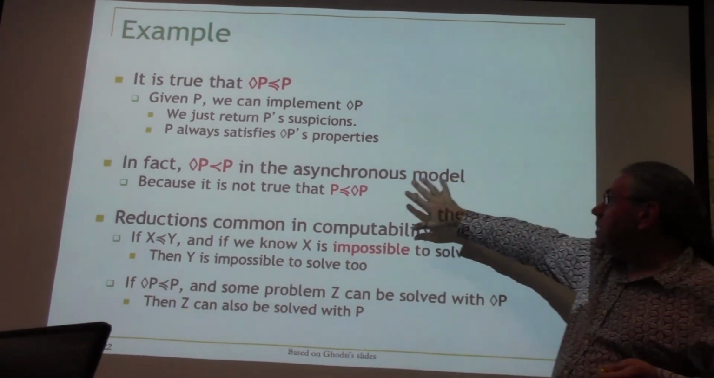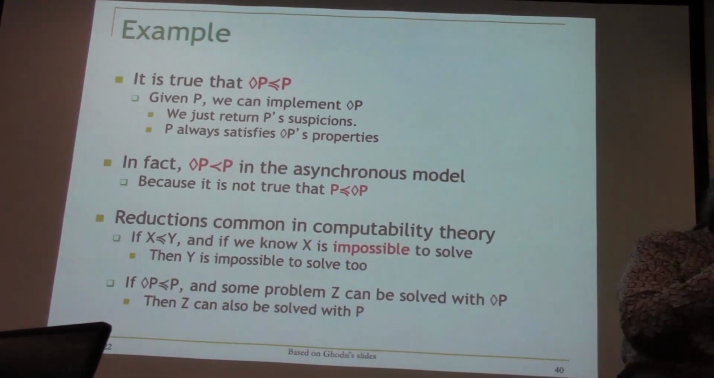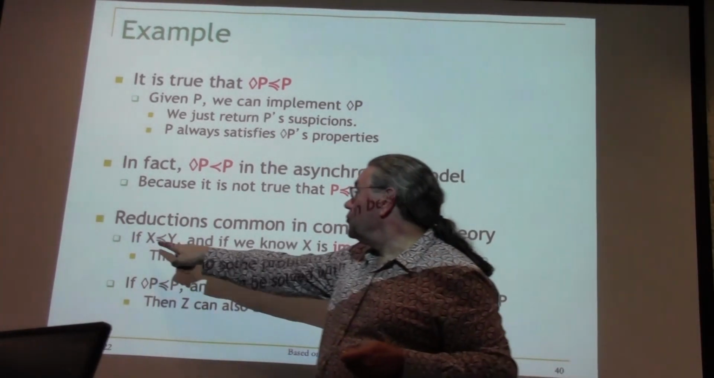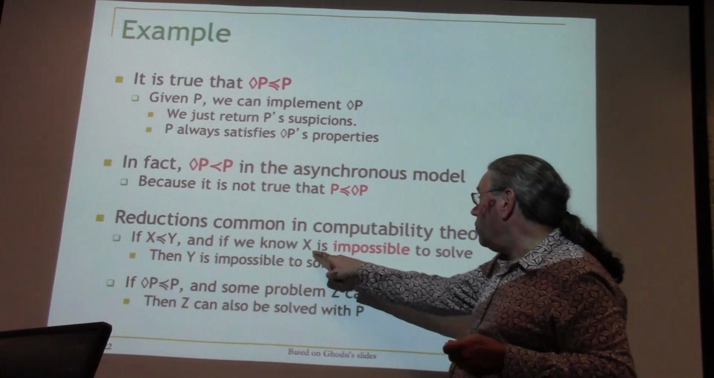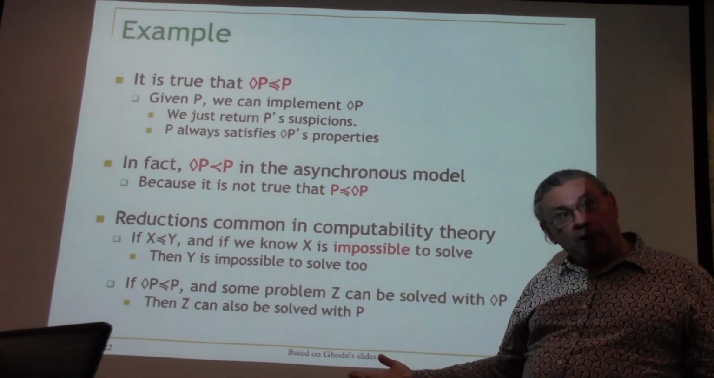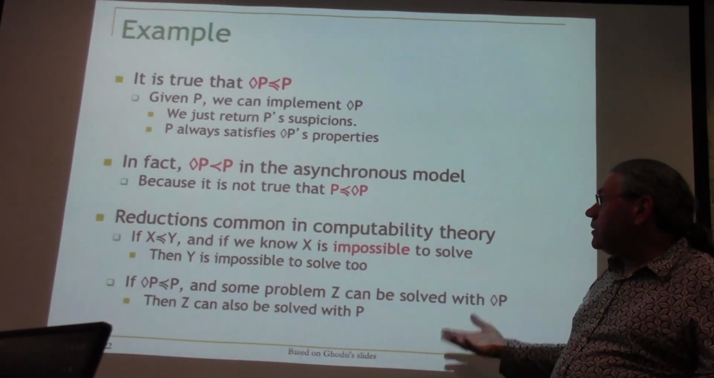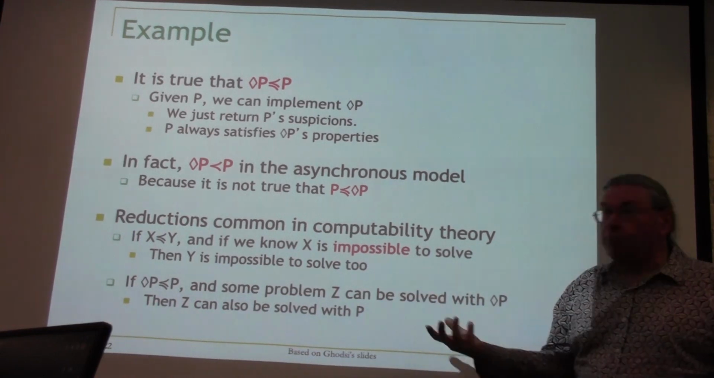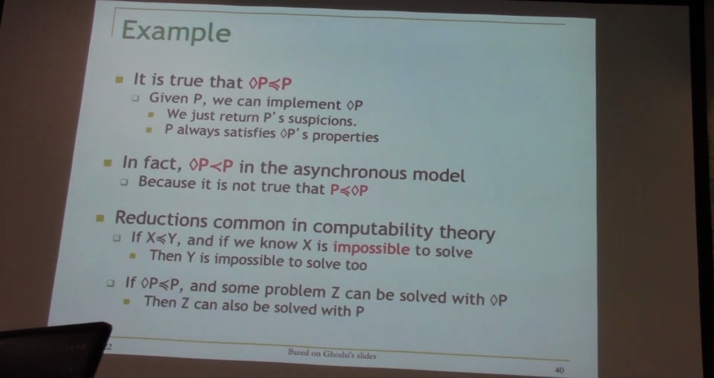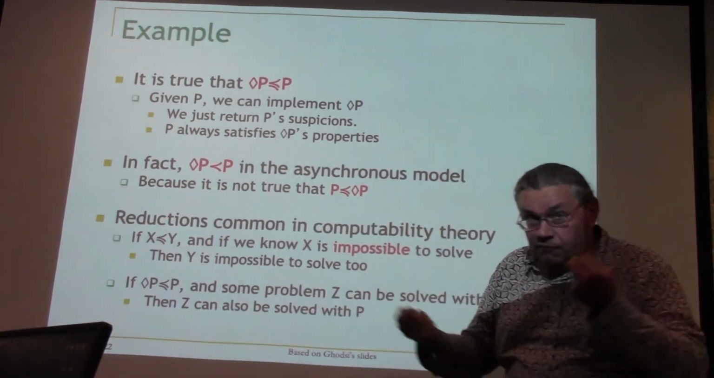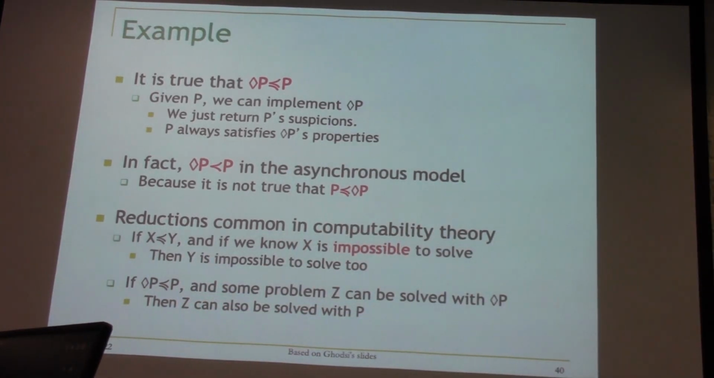So this will give us some reasoning. We have to compare problems. If x is reducible to y, and if we know that x is impossible, then y has to be impossible too. Because given a solution to y, we can solve x. But if x is impossible, then y has to be impossible. Otherwise, this is not the case. Okay? So we can use it for making kind of reasoning on impossibility, okay?